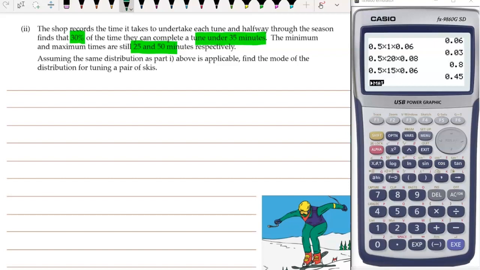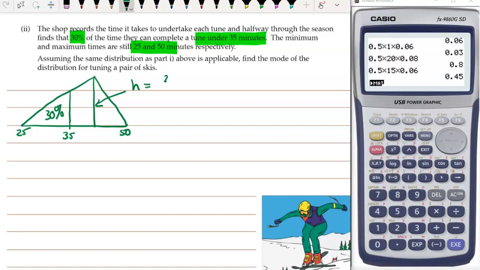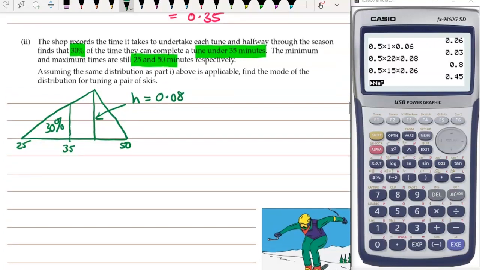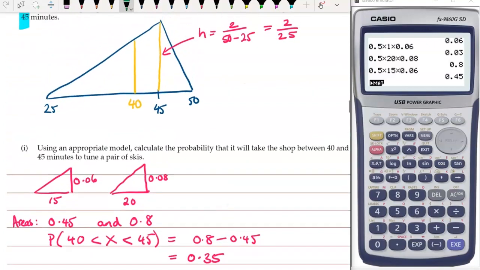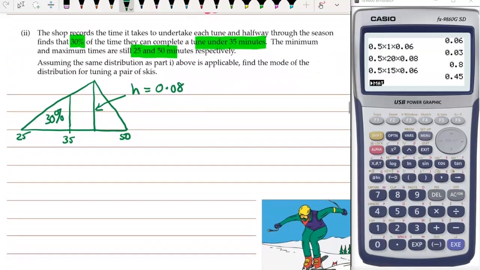So if we are going between 25 and 50 again, we've got 30% being done in less than 35 minutes. So our peak is somewhere to the right of 35, because this only covers 30% just here. Now our height at this point is still the same. It's still that the height is 2 over b minus a. So that's still the 0.08 that we had from up here. Okay, just the same as that.